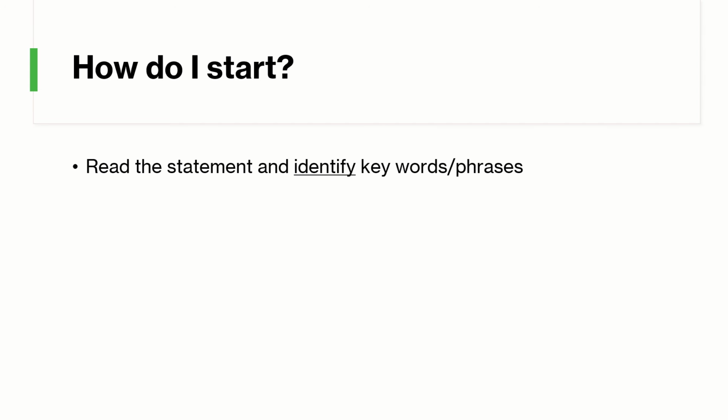So how do I start? The first thing that I always ask students to do is, when you read the statement that the question has given you, you need to identify the keywords or key phrases. So you read, identify the keywords and key phrases, and then you unpack them. So how exactly do we unpack the keywords or key phrases?